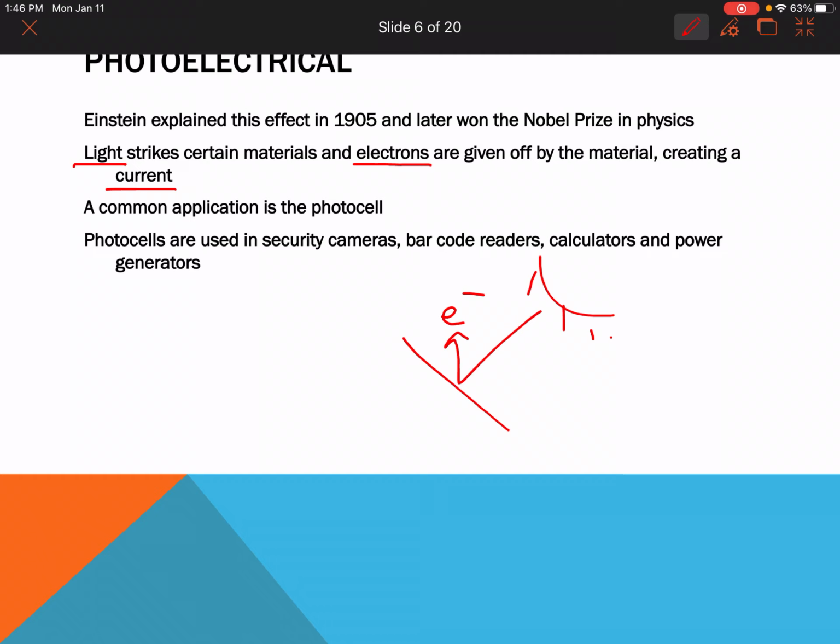So a common application is the photocell. You're going to see these in your solar-powered calculator, that kind of stuff, power generators, security cameras, etc. A common application is the photocell. That's the one you need to fill in, and I think that's it for there.